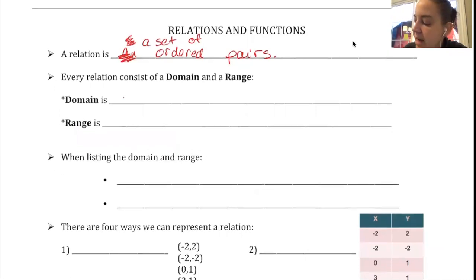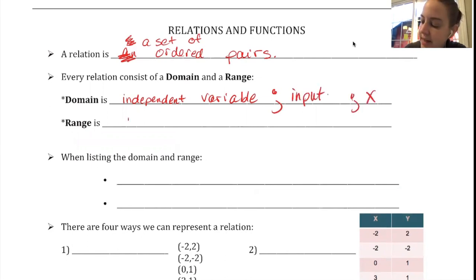The domain is the independent variable, but we often call it the input. And for us, that winds up to be the x value. The range is the dependent variable. And that's the output. For us, that's the y value.